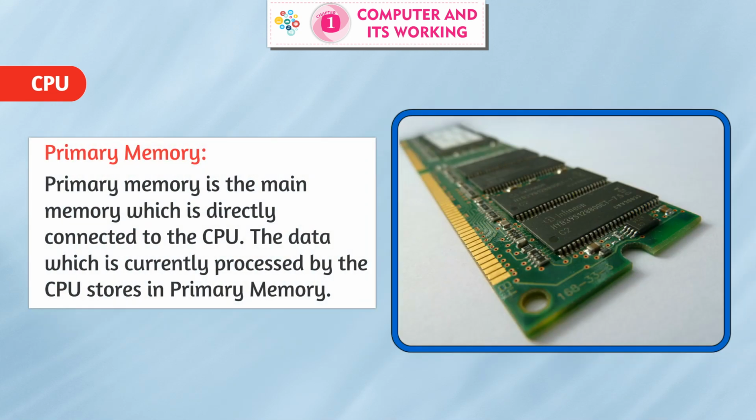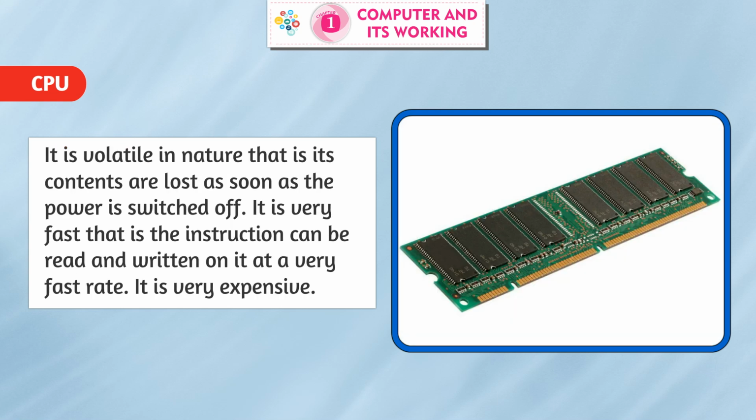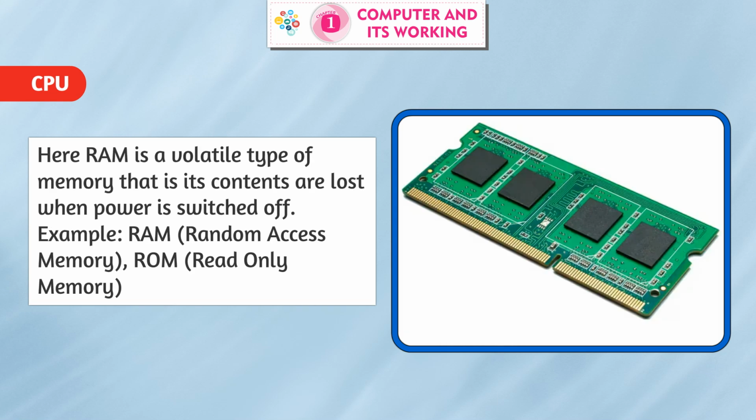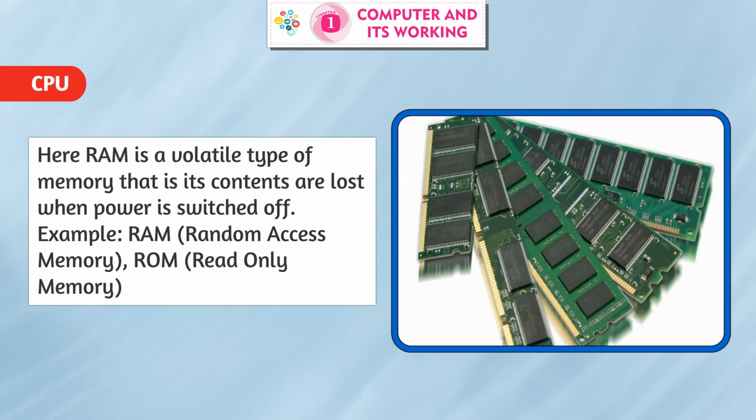Primary memory. Primary is the main memory which is directly connected to the CPU. The data which is currently processed by the CPU is stored in primary memory. It is volatile in nature, that is, its contents are lost as soon as the power is switched off. It is very fast, that is, instructions can be read and written on it at a very fast rate. It is very expensive. RAM is a volatile type of memory, that is, its contents are lost when power is switched off. Example: RAM, random access memory.